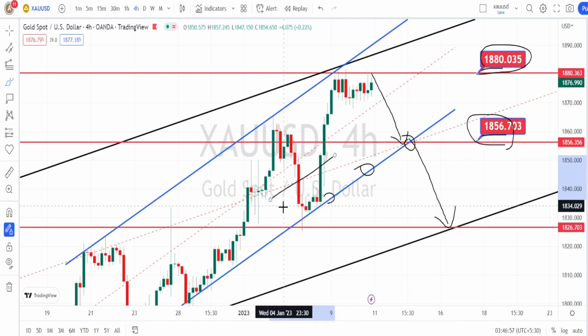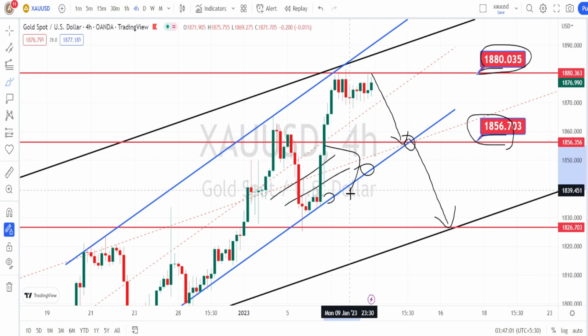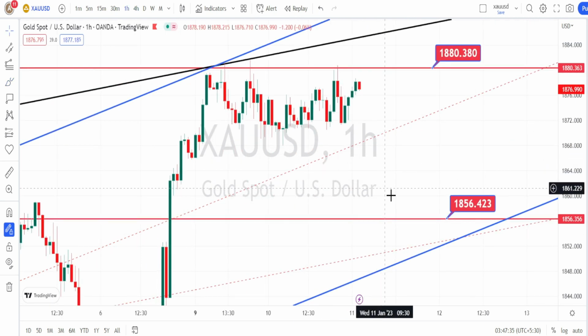For now, the current trend of the price action in 4 hours time frame is also in a bullish trend. Let us look at the price action in hourly time frame. I am in hourly time frame.